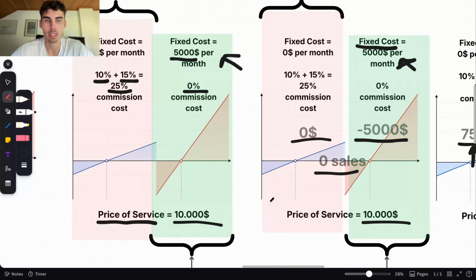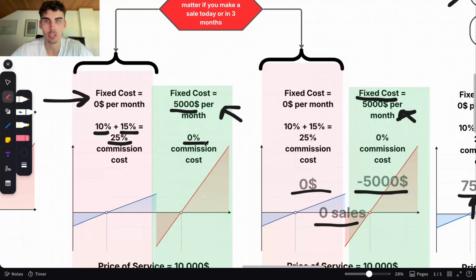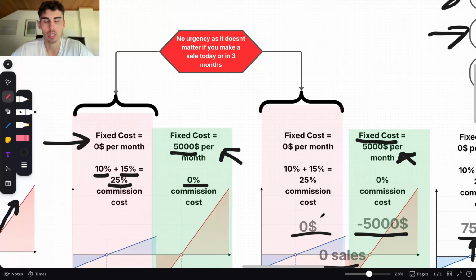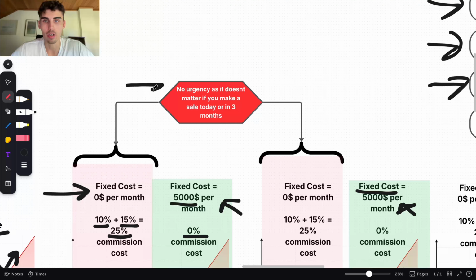But what actually ends up happening right here, let's say the price was 10K, we made 0 sales and we lost no money. So what does that mean for us psychologically? Well, because we didn't lose any money in our life, in our personal mindset stuff, we have no urgency because it doesn't matter if we make a sale today or in 3 months. Why? Because we're not losing any money. So psychologically, you don't care about it. You don't care as much.